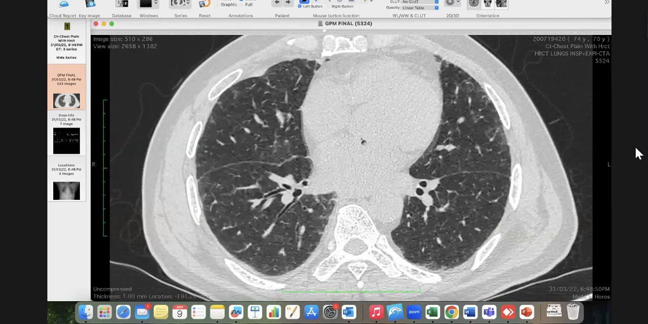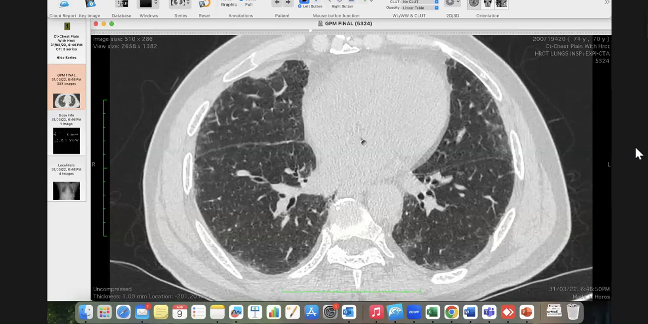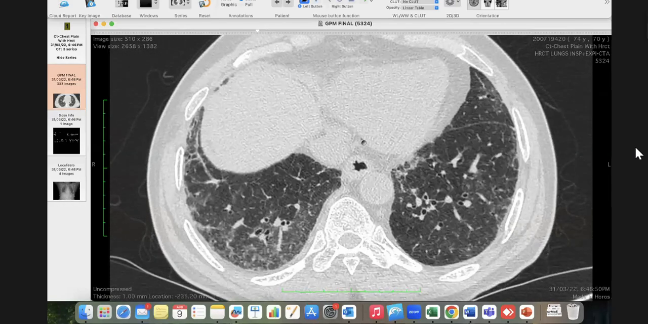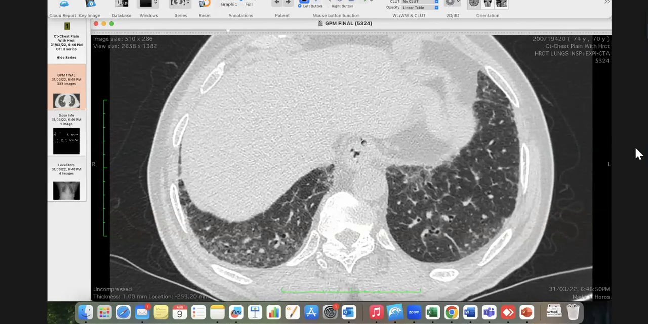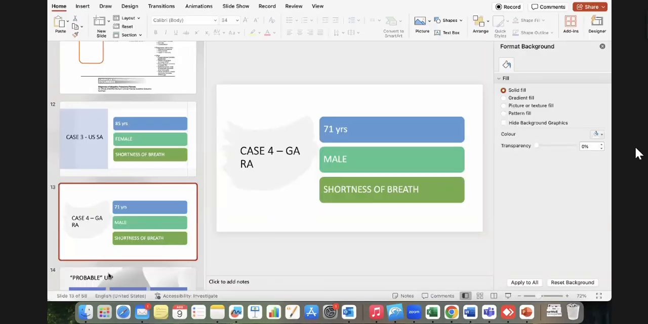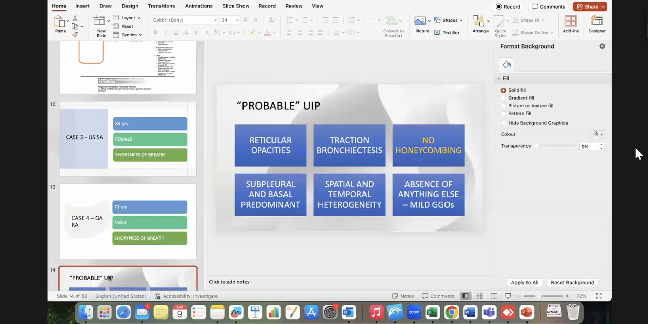But so again, as I said, reticular opacities, traction bronchiectasis, no honeycombing, areas of ground glass opacities, and this perfectly fits into the definition of probable UIP. In fact, the American Thoracic Society mentions that mild GGOs are allowed in this category. So this is the spectrum you deal with in probable UIP cases.